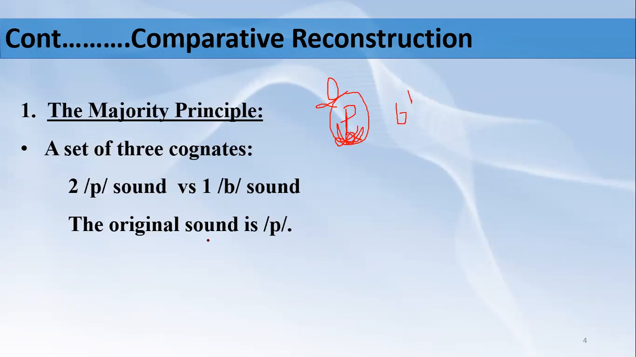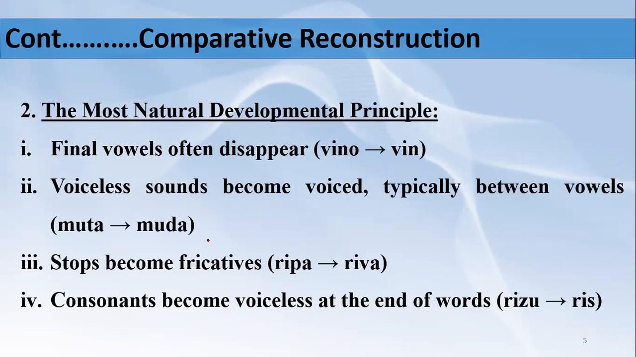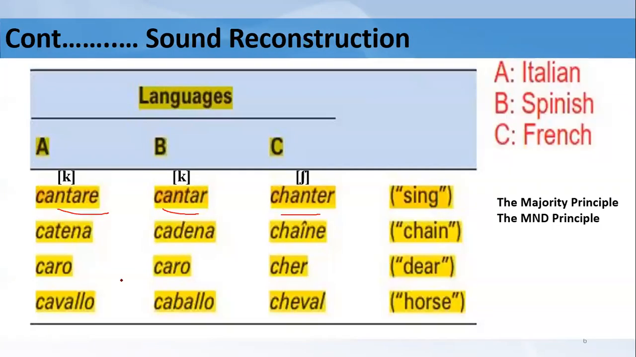Fine. Let me give you an example to clarify that. Like we have cantare, we have cantar, we have chanter. Fine. So one starts with sh, one starts with k, and one starts with k. So we have two k sounds and one sh sound.